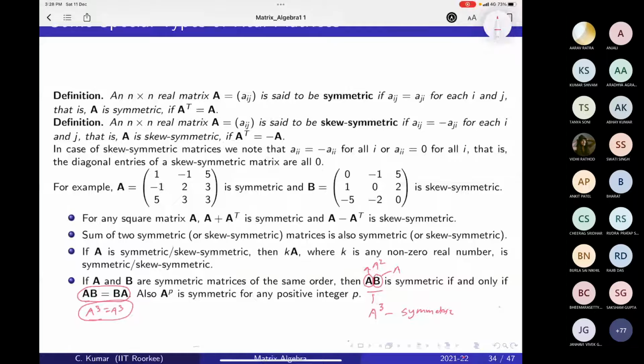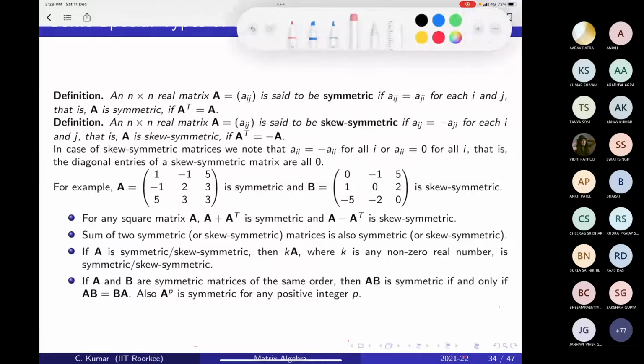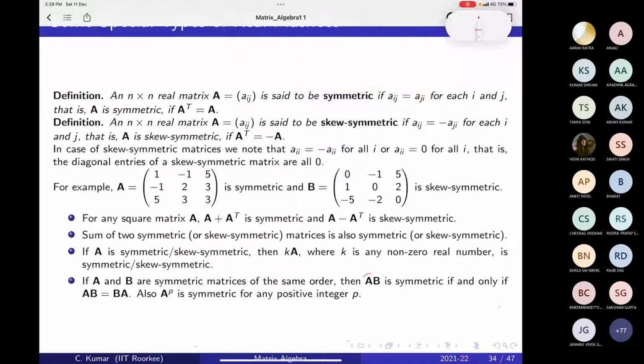Fine. And then you repeat this. So you can apply the inductive argument. You can say that A raised to K is symmetric. And since A raised to K is symmetric, you can use this relationship again by taking A as A raised to K and B as A. So this relationship will hold automatically, because A raised to K plus 1 equals A raised to K plus 1 holds trivially.